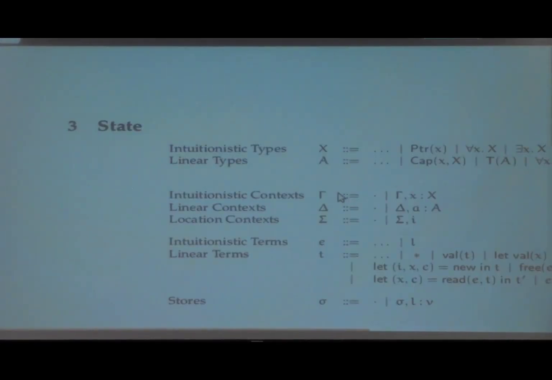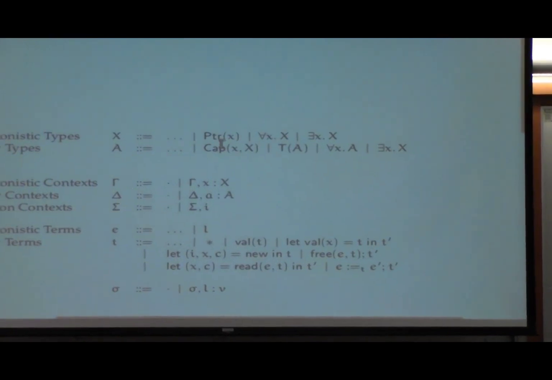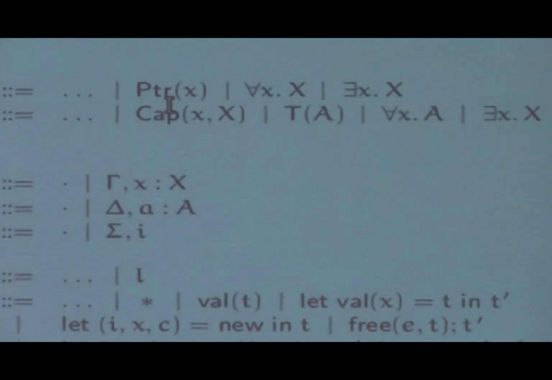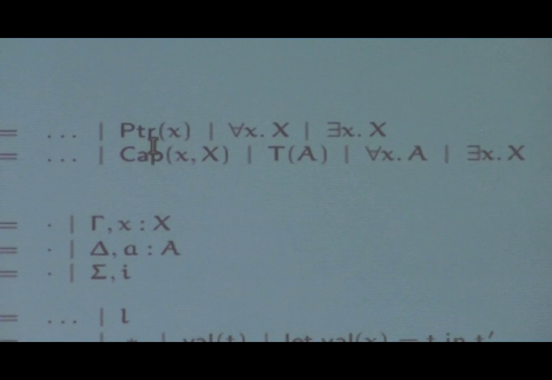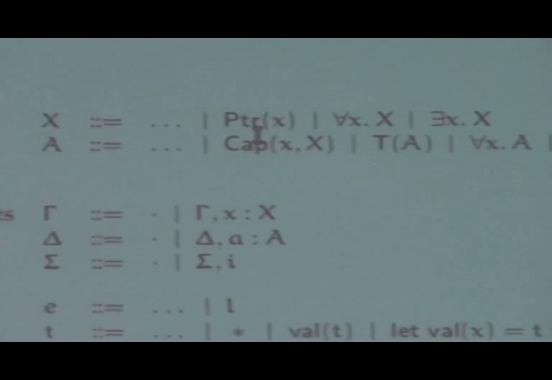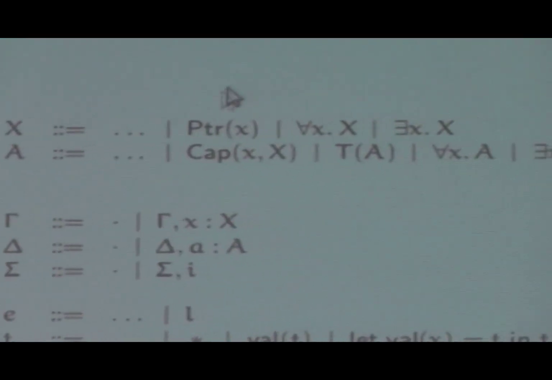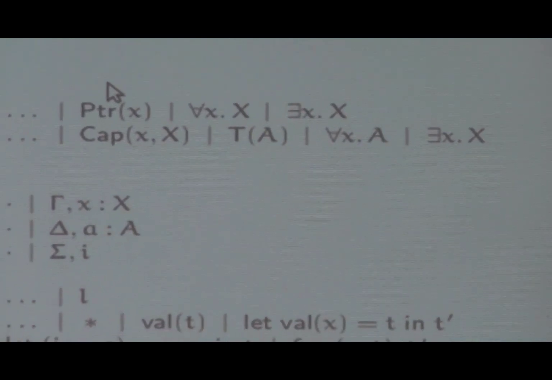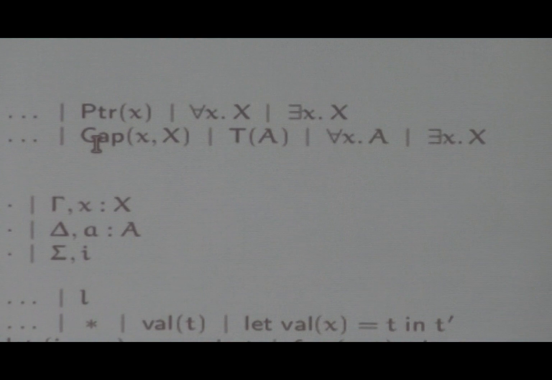So what we're doing is we had all our old types, including F and G, and we are adding the type pointer of X to the intuitionistic side, and to the linear side, we're adding a capability type, saying I have ownership of this location in memory, and then I'm adding a new type T, which represents imperative computations.